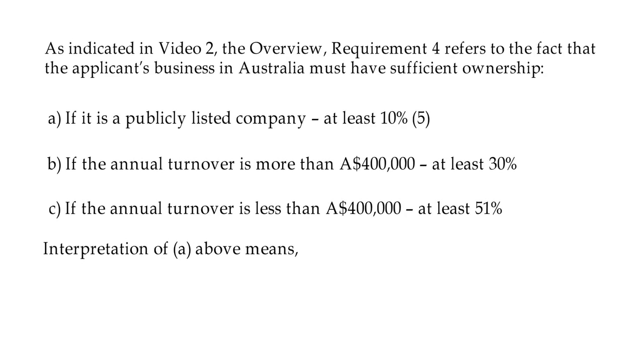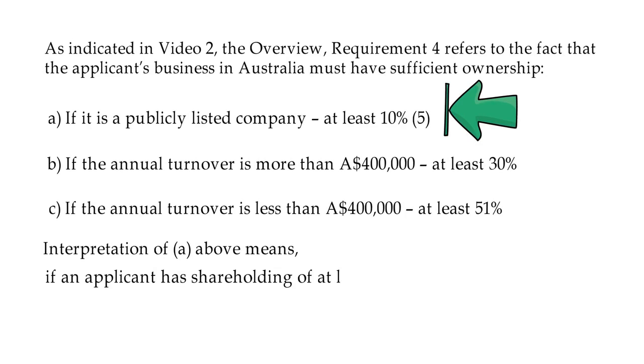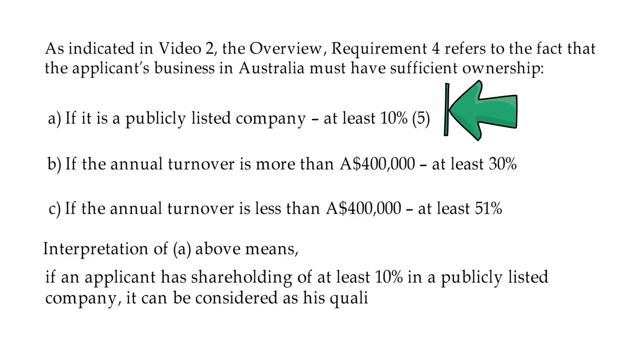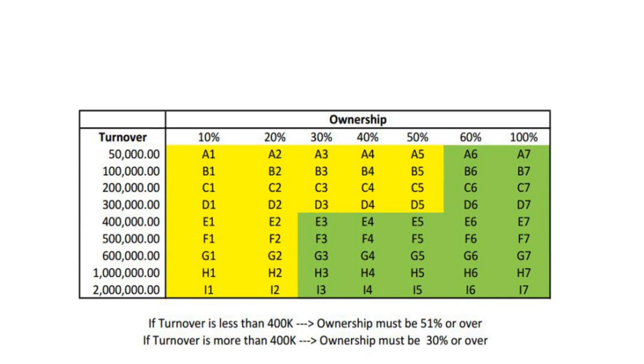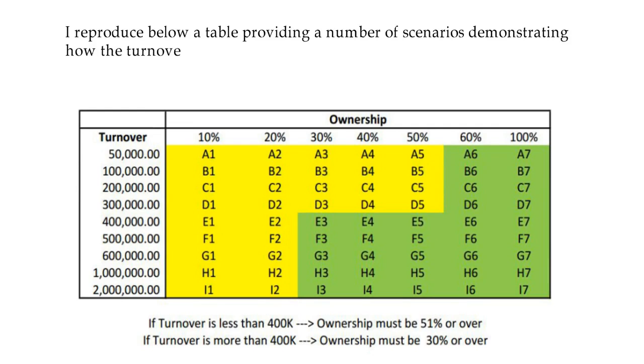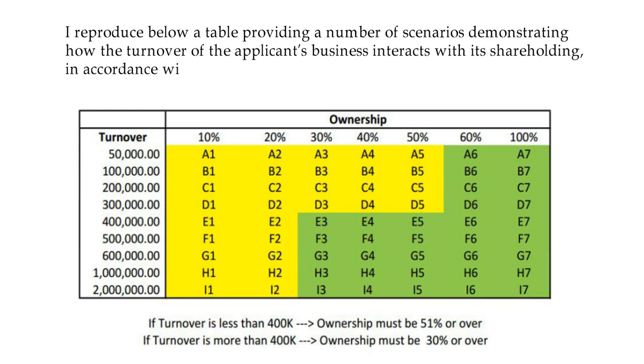Interpretation of A above means if an applicant has shareholding of at least 10% in a publicly listed company, it can be considered as his qualifying business. The importance is that he must own at least 10%. I reproduce below a table providing a number of scenarios demonstrating how the turnover of the applicant's business interacts with the shareholding in accordance with items B and C in Requirement 4.